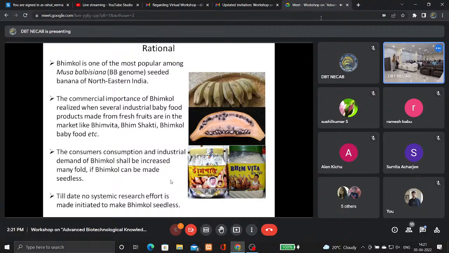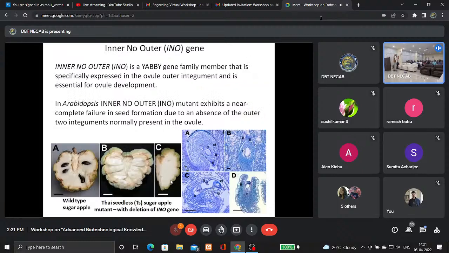banana, and then I came across one very important research paper. You must have seen this, the sitaphal, the sugar apple. It contains a lot of very big, black seeds, right? In Thailand, there is a Thai seedless variety, and they found one variety with no seed at all, completely seedless, your custard apple, your sugar apple.